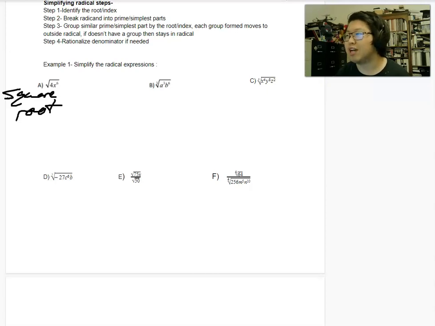Next, I'm going to break down the insides. So I have a 4, 4x, and this x is to the 6th. So this is like my square root of 4 and my square root of x to the 6th. Let me actually move my x to the 6th to be a little more inside the square root sign.